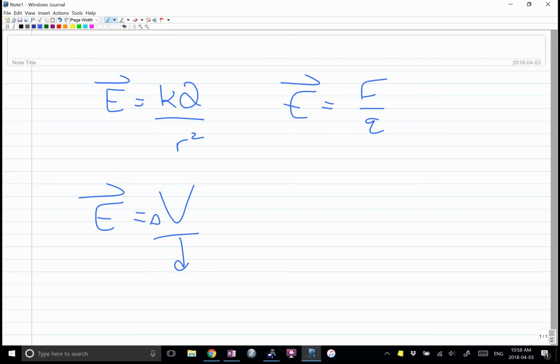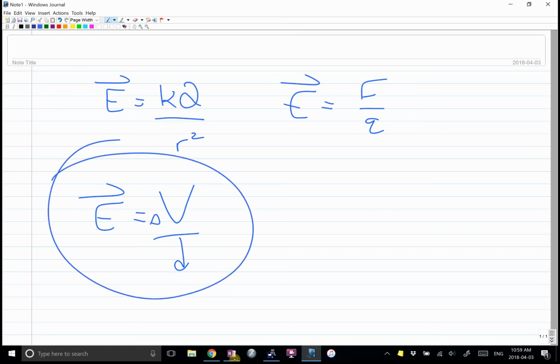Because you do have to go through a final minus initial change in voltage, just in figuring out how many volts you travel through. Which one am I going to use for the question that we're doing? Do you see round point charges, little circular charges? I'm not going to use the one with the R in it. Did they give me a voltage? Did they give me a distance? I'm going to use this one.